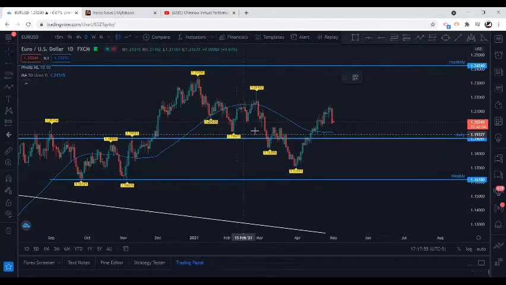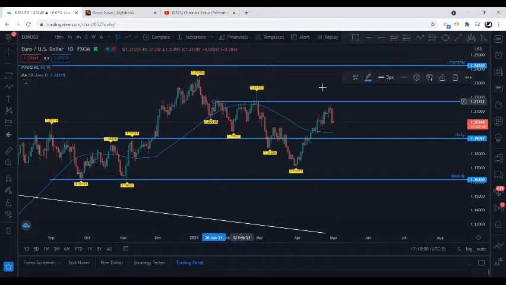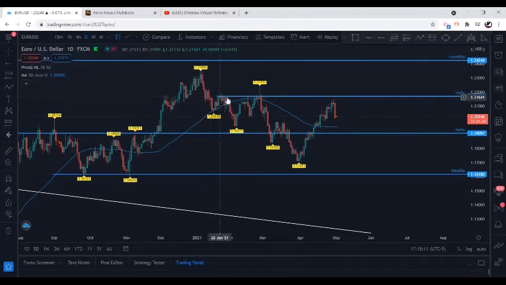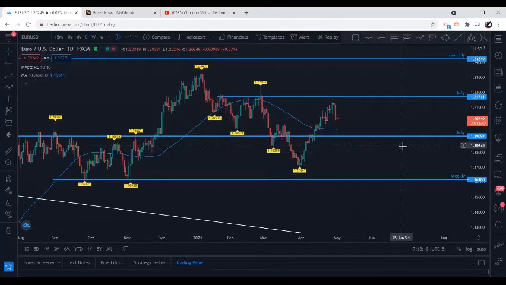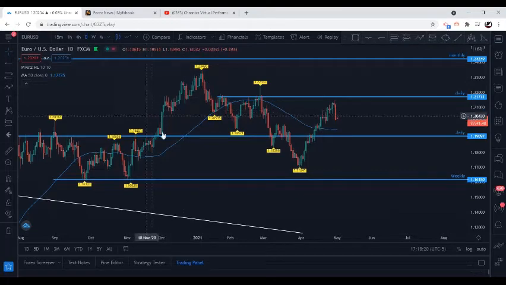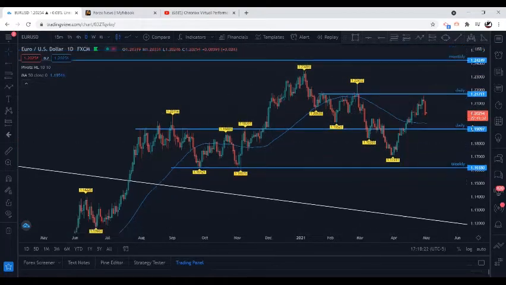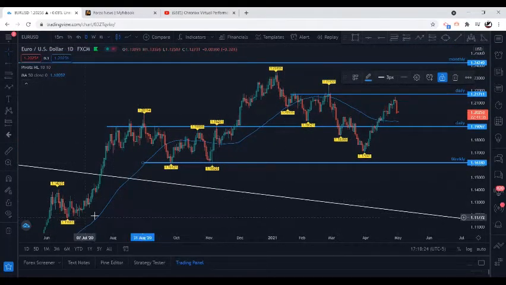Another level that we can take into consideration on the daily time frame is this level right here, where I can see price react quite a number of times strongly. So we can see that this is a level of resistance right here that has been maintained in the past. So my bias on my daily time frame is bullish for EUR/USD.